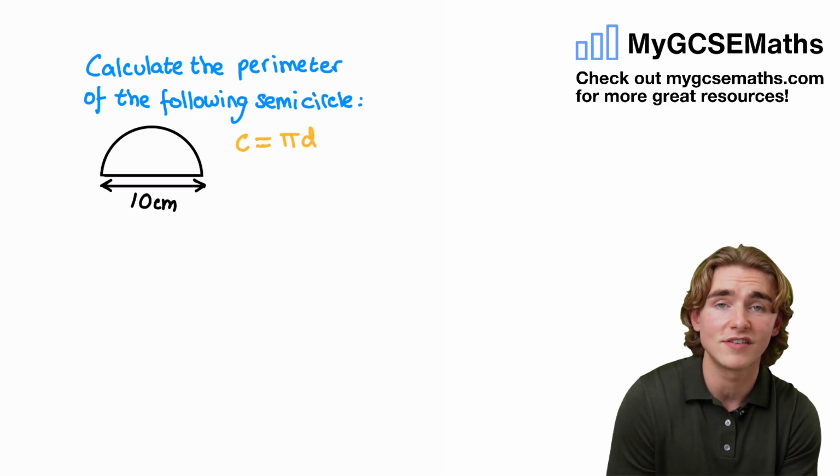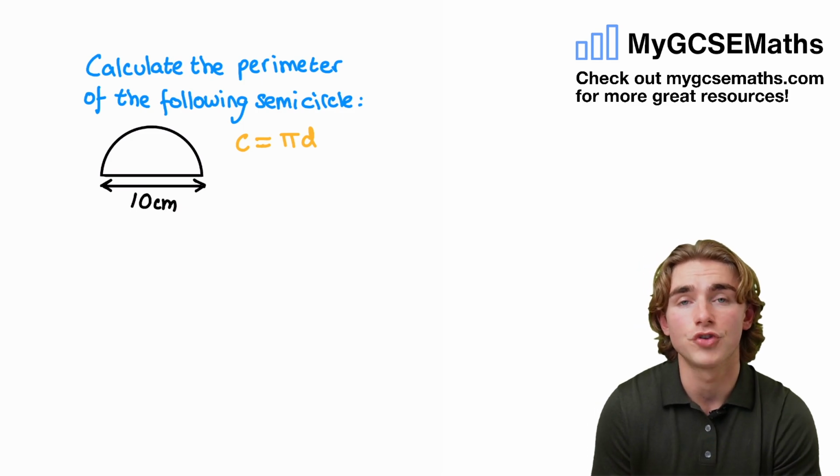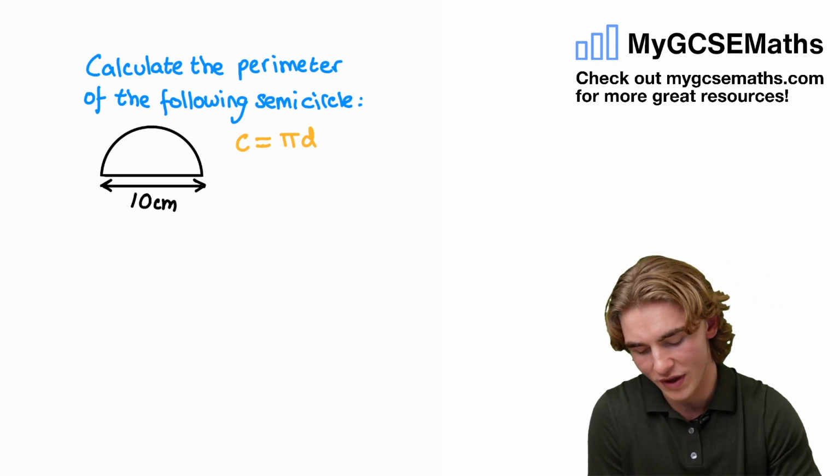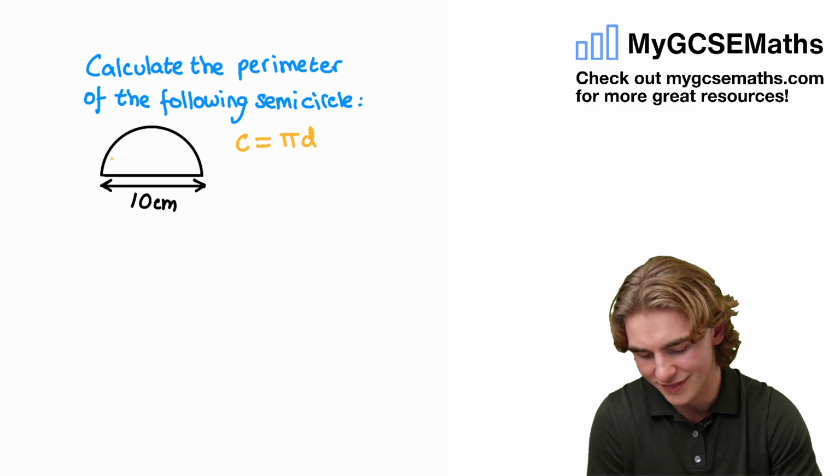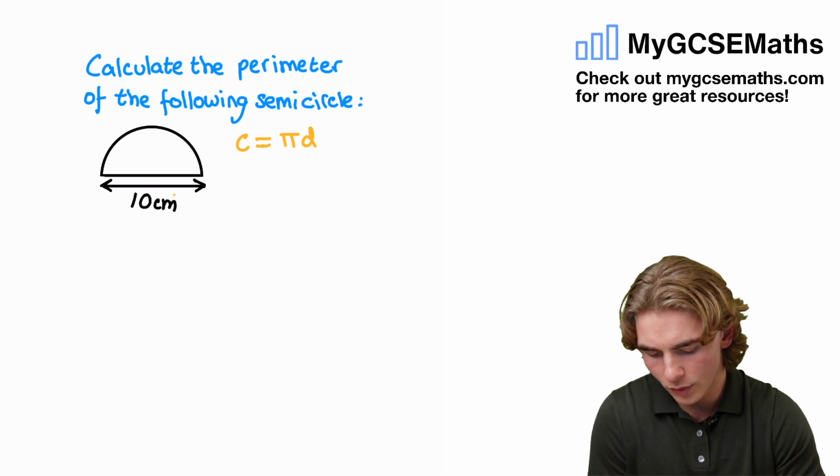In the case of this semicircle, to work out the perimeter, we have two side lengths to consider. We have this 10 centimeters down at the bottom. We have this arc length up at the top. How do we work out the arc length?